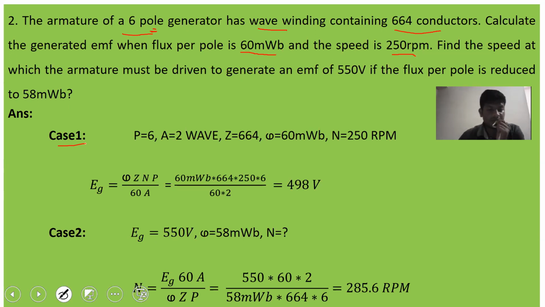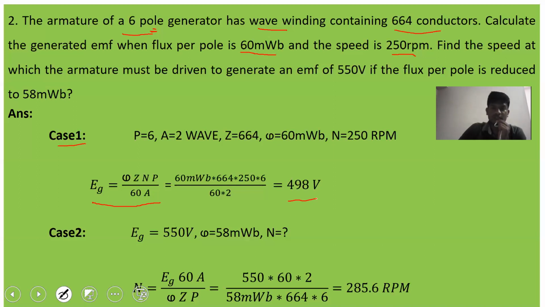Here I am writing the given data. P is 6 poles, and A is 2 for the wave armature winding. Z is the number of conductors, 664, phi equals 60 milliwebers, and speed N equals 250 rpm. Then I simply substitute the values into the actual formula, E equals phi Z N P by 60 A, and I get the value.